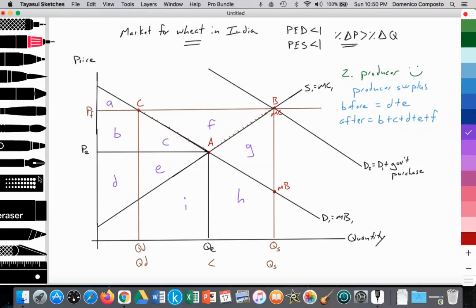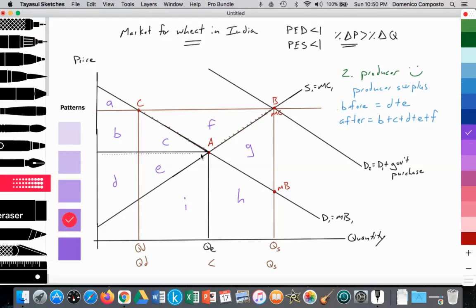Okay, let's just highlight that again. Originally producer surplus was this triangular area, right? Area D plus E, but then it changes to this area, right? Vastly more producer surplus due to that increase in the quantity supplied. So producers gain this area of F. In addition, they take B and C, which originally belonged to the consumers.